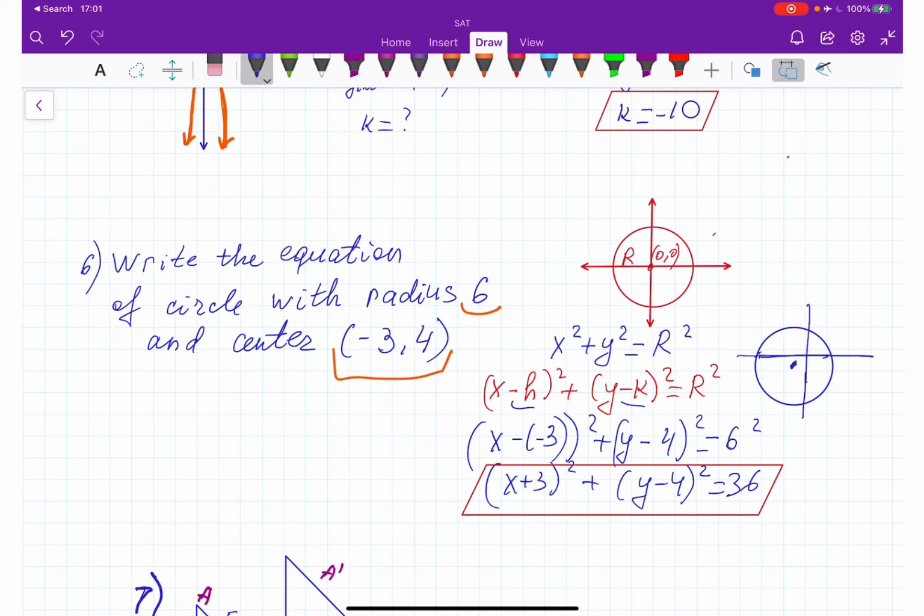So if I draw this, x is going to go towards negative, because the change of x is always in the opposite direction. So negative 3, 1, 2, 3. And y is going to be plus 4. Then with the radius 6, it's going to be a circle like this. If this piece is 4, then another 2 makes 6.